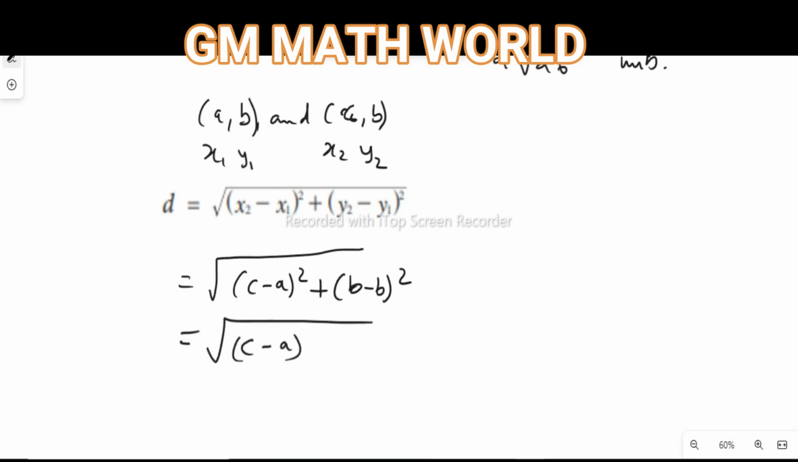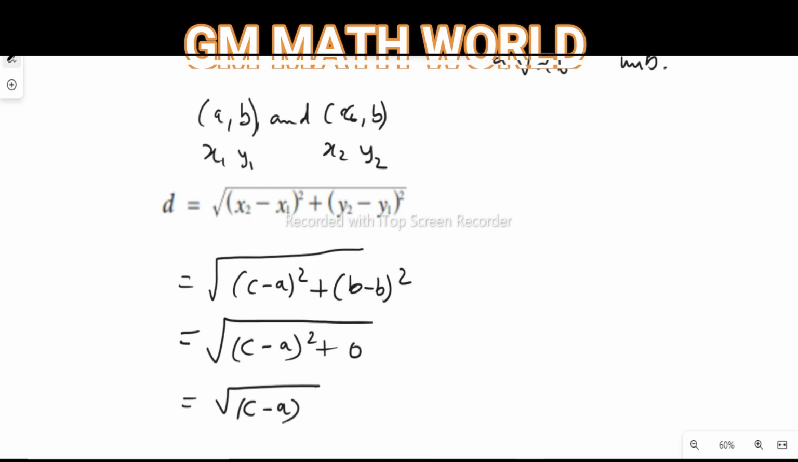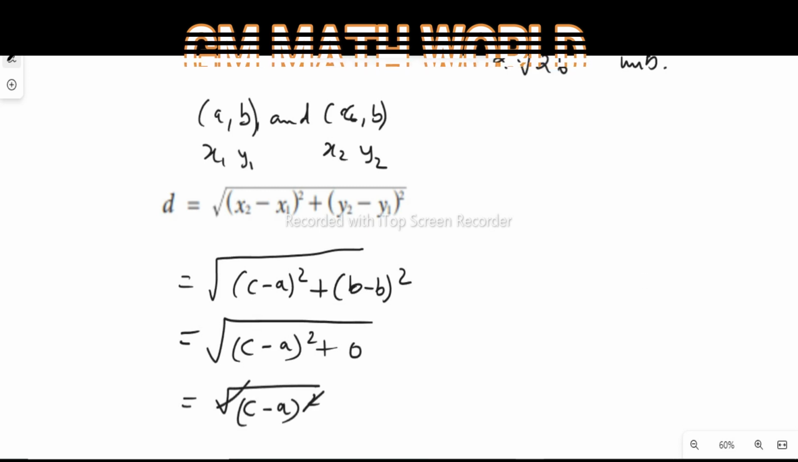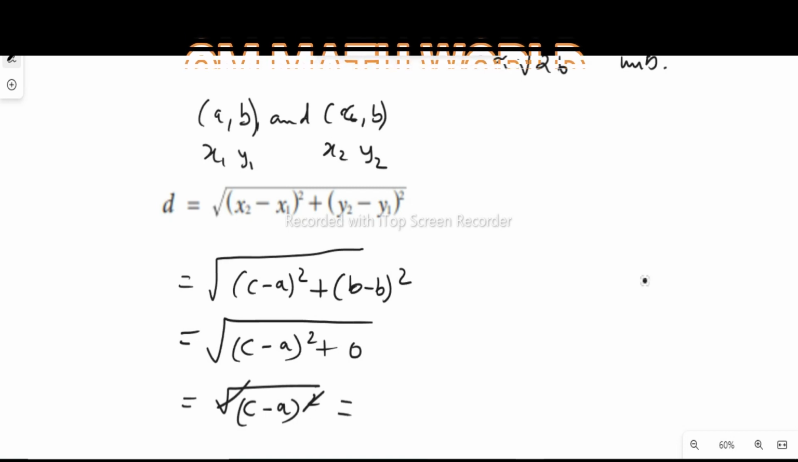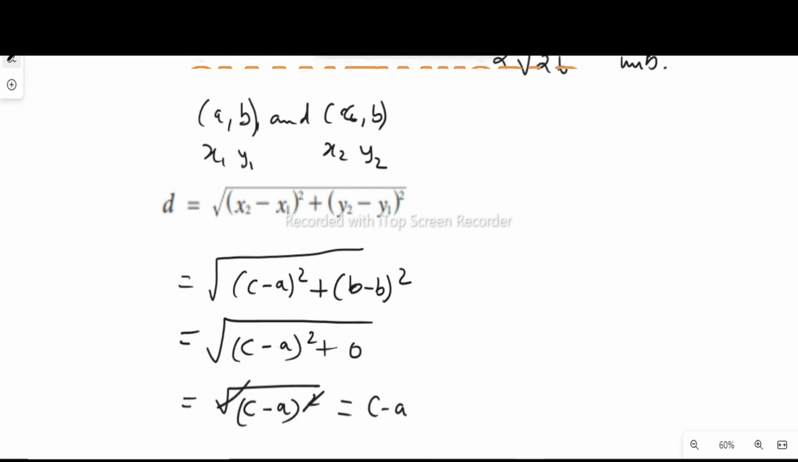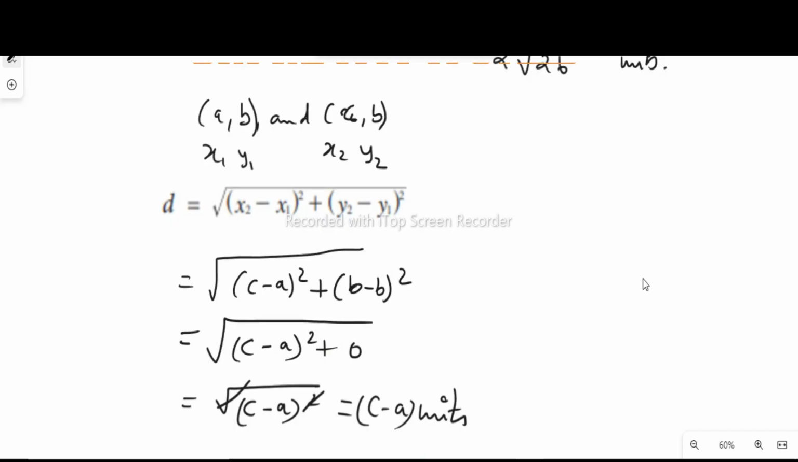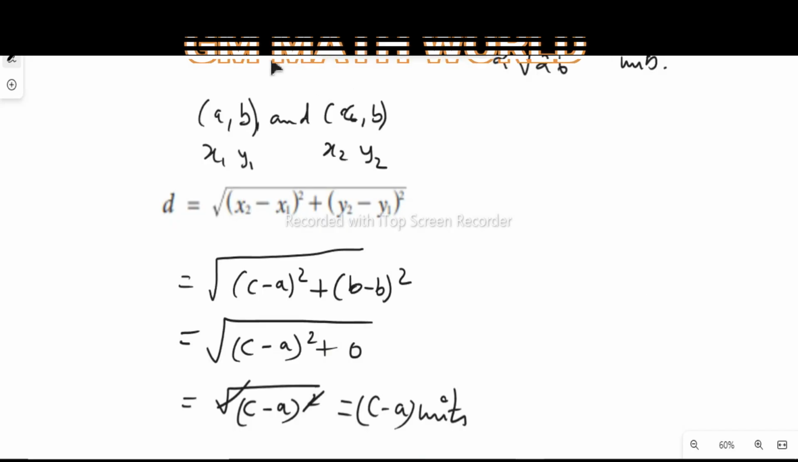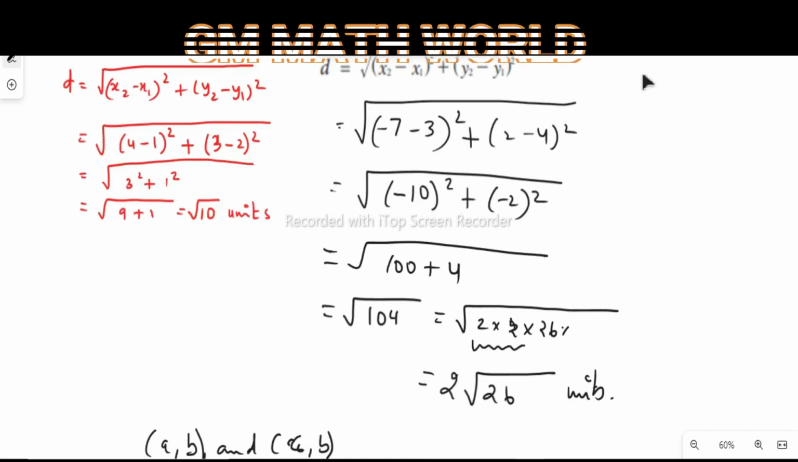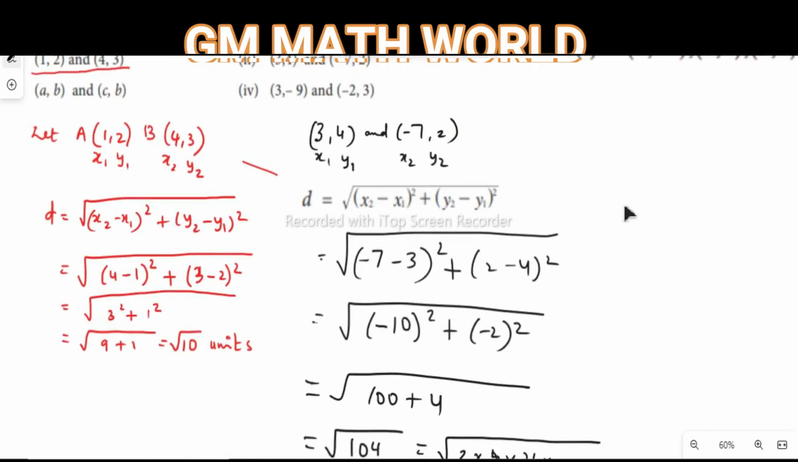(c minus a) the whole square plus (b minus b) the whole square under the square root, which is (c minus a) the whole square plus 0 square, that is (c minus a) square. Under the square root, the square root will get cancelled and we will have c minus a units as the distance between these 2 points.